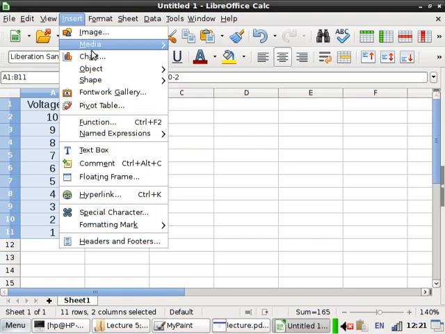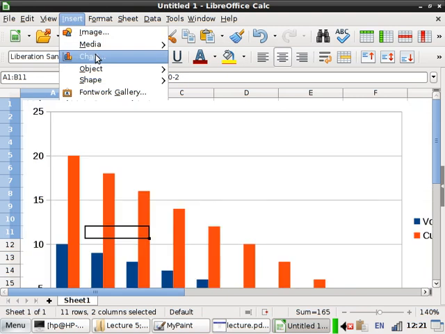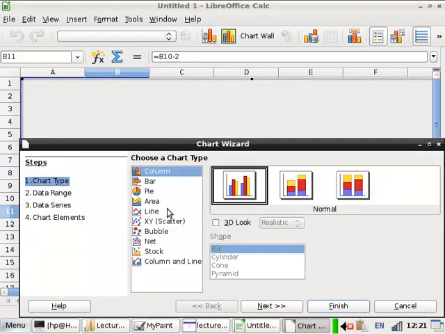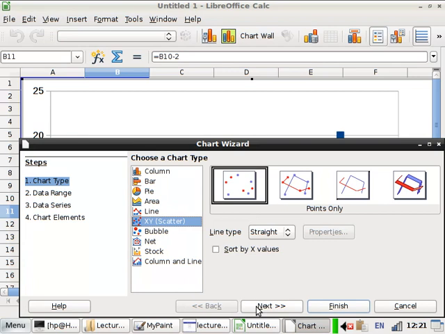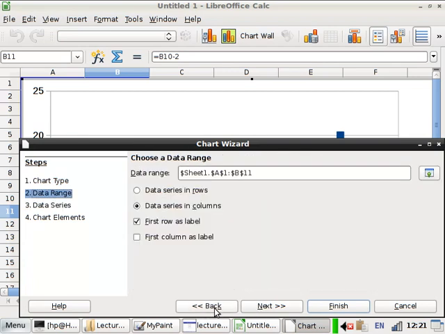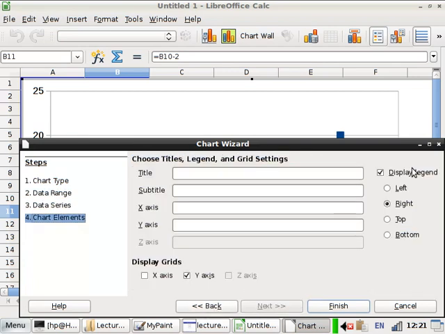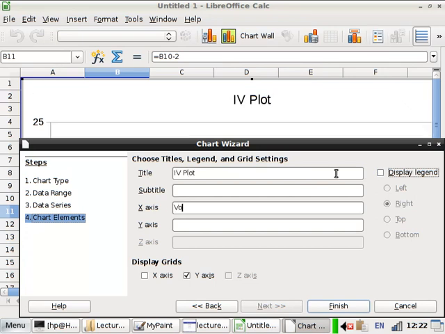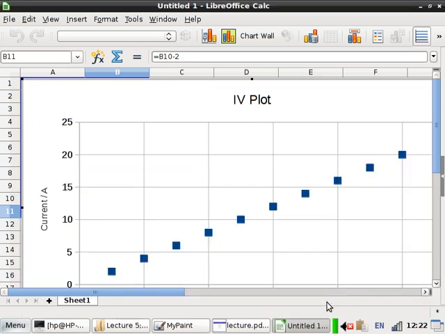Insert chart. Scatter. That's fine. Title: IV plot. Voltage in volts, current in amps, and away we go. So you all should have a graph that looks like this, I hope.